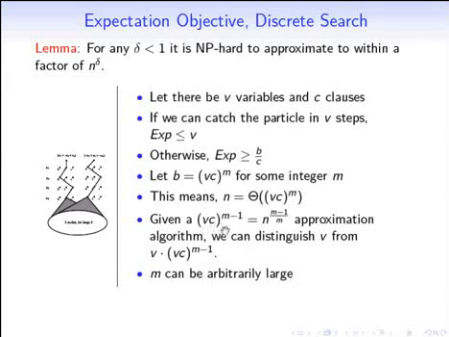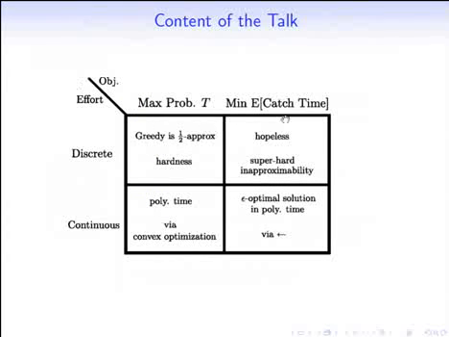So you can see that VC to the m minus 1 corresponds to n to the (m minus 1) over m. And since m can be arbitrarily large, we can basically show that you can't have an approximation factor for any constant delta less than 1. So that completes this box.